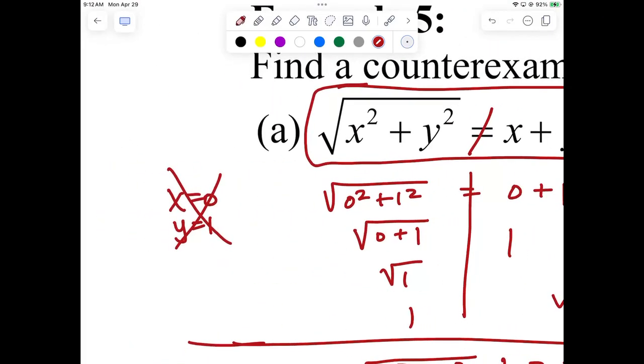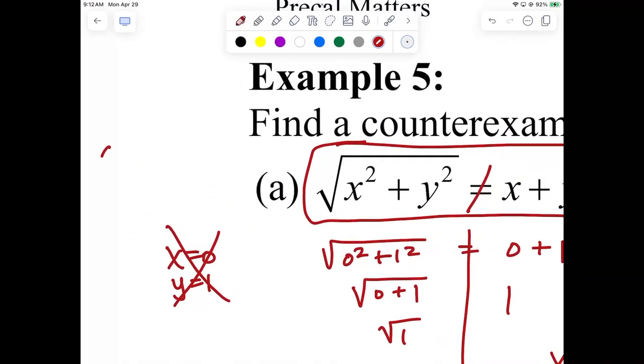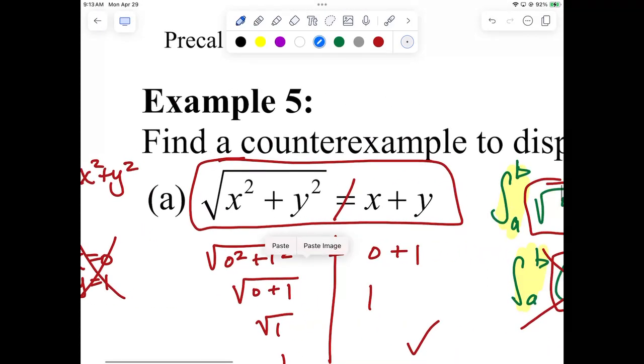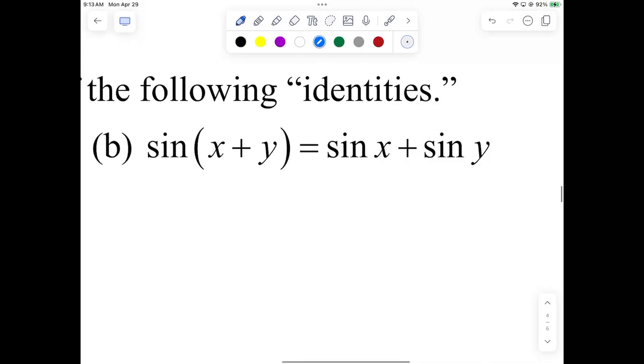Another famous one that students like to do is this. It's kind of the same idea. x plus y squared, is that equal to x squared plus y squared? That is also not true. But people want to think it's an identity, and it doesn't work. Okay. Now here's one that's trig related. Sine of the quantity x plus y. Do you think that's equal to sine of x plus sine of y? In other words, can we distribute the sine inside of its own angle?